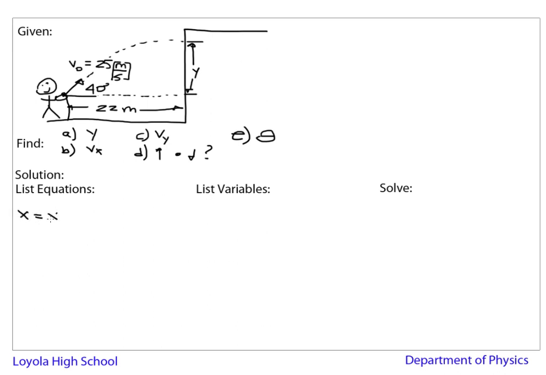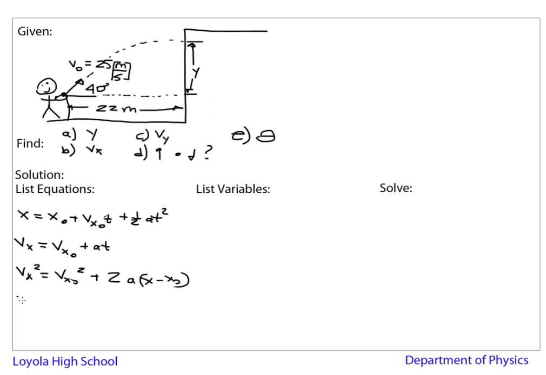x equals x0 plus vx0 t plus 1/2 a t squared. Vx is equal to vx0 plus at. Vx squared is equal to vx0 squared plus 2a(x minus x0). And then y. Usually I like to have these next to each other, but for space here, because of my template, I don't have enough space, but I'll just stack them.